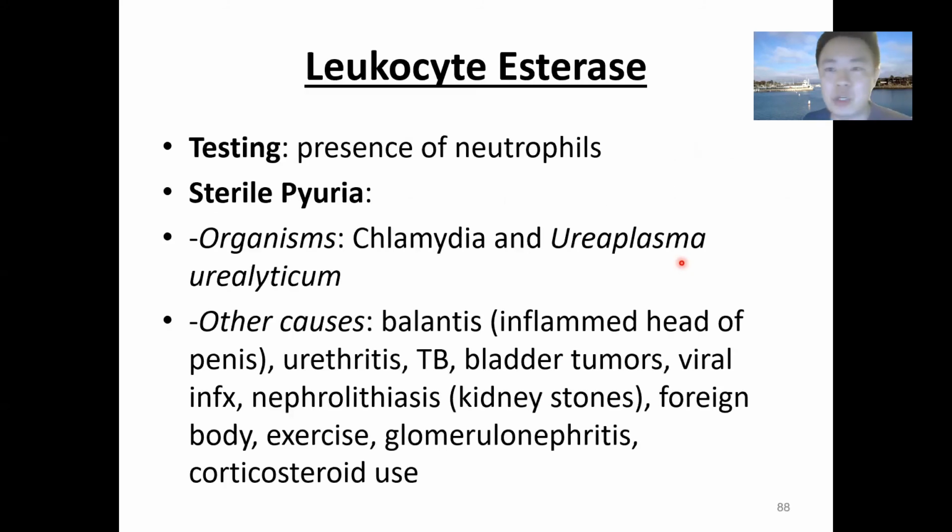There is another test here called the leukocyte esterase, and the testing of this is indicative of the presence of neutrophils, which are an example of a type of white blood cell that we've mentioned. There is something called sterile pyuria, and organisms that lead to that would be chlamydia and ureaplasma urealyticum. And other causes here: tuberculosis, bladder tumors, viral infections, glomerulonephritis, etc., or the use of steroids like corticosteroids can cause that. Okay.